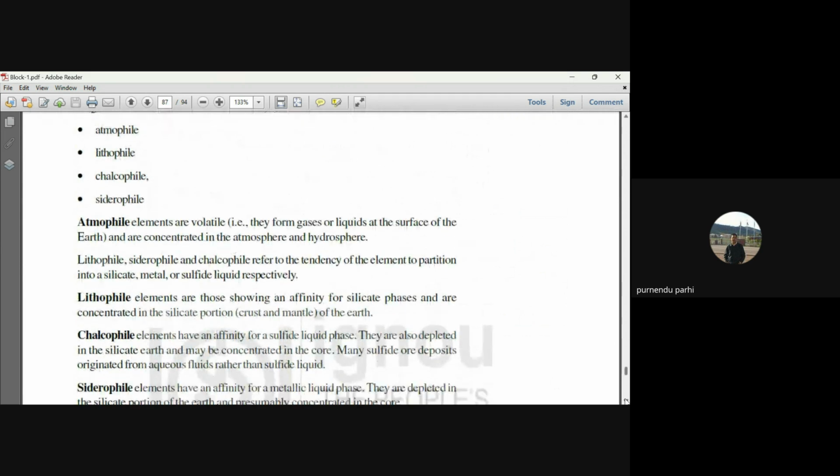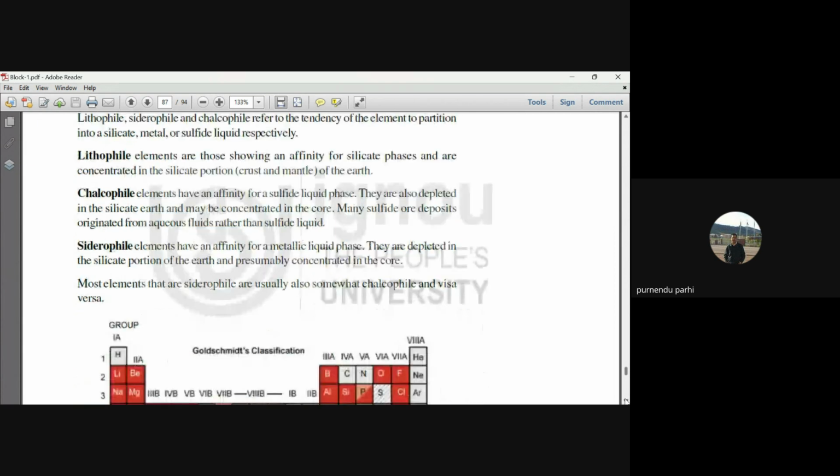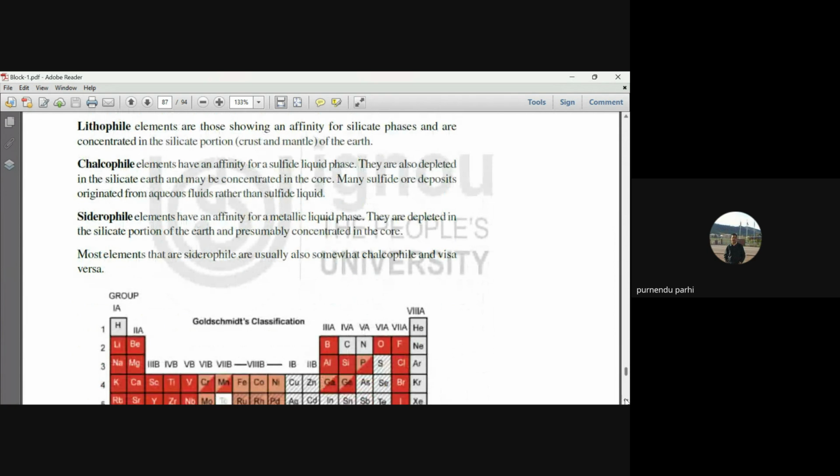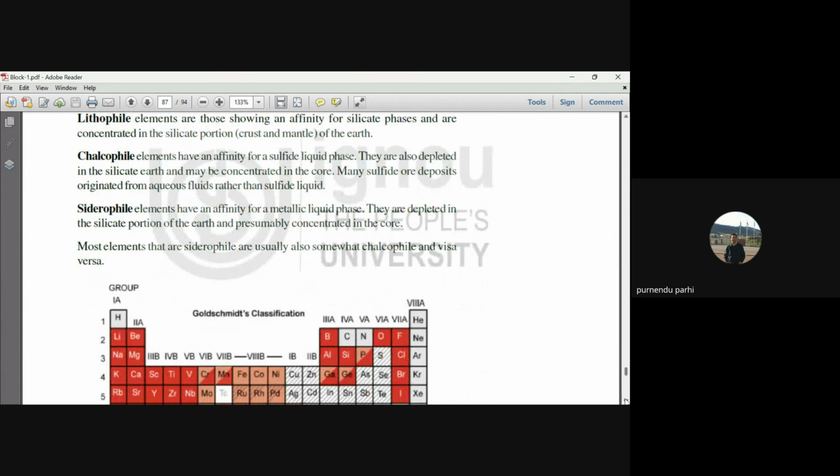Atmophile elements are volatile. Lithophile, siderophile, and chalcophile refer to the tendency of the elements to partition into silicate, metal, or sulfide liquid, respectively. Lithophile elements are those showing an affinity for silicate phases and are concentrated in the silicate portions of the earth. Chalcophile elements have an affinity for a sulfide liquid phase. They are also depleted in the silicate earth and may be concentrated in the core. Siderophile elements have an affinity for a metallic liquid phase.